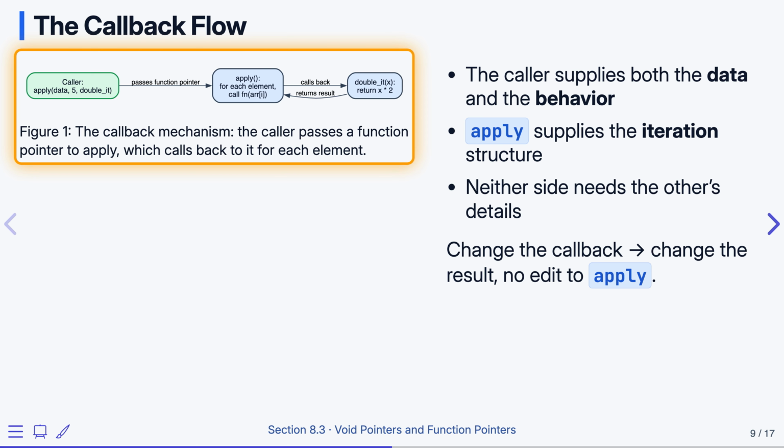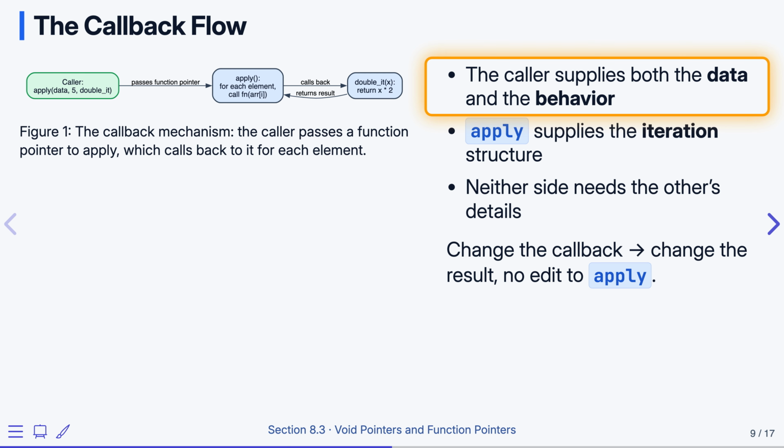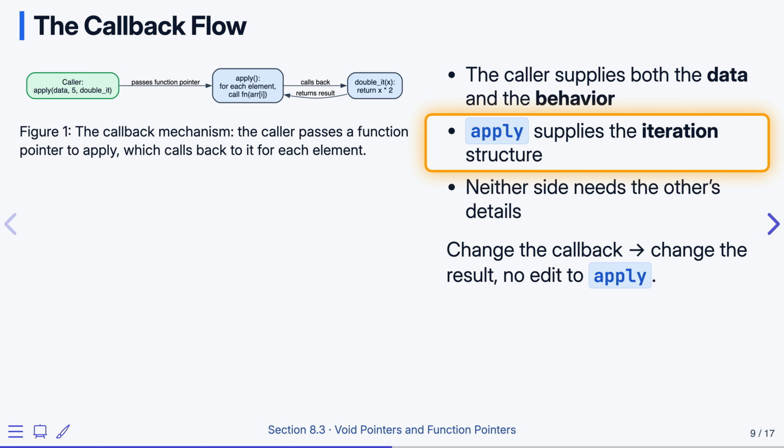The caller chooses the behavior by choosing the callback. This figure shows the flow. On the left, the caller invokes apply, passing the data, the count, and a function pointer, doublet. In the middle, apply runs its loop, and for each element it calls back to the function it was given. On the right, doublet does its work and returns the result back to apply. Notice the division of labor. The caller supplies both the data and the behavior. Apply supplies only the iteration structure. Neither side needs to know the other's details. And the powerful part, if you change the callback, you change the result without editing apply at all.